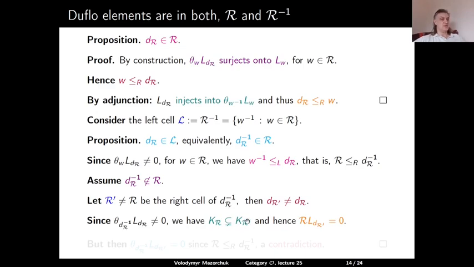But since K_{R'} is a proper submodule, it follows that R should kill its top. So R kills L_{d_{R'}}. But on the other hand, d_R inverse is right bigger than R. So if R kills L_{d_{R'}}, then of course R' must kill it as well. We get that θ_{d_R inverse} L_{d_{R'}} should be zero. This contradicts the definition of the Duflo element. So this completes the proof of our proposition that both the Duflo element and its inverse belong to R.